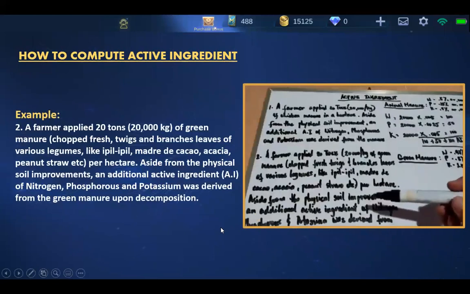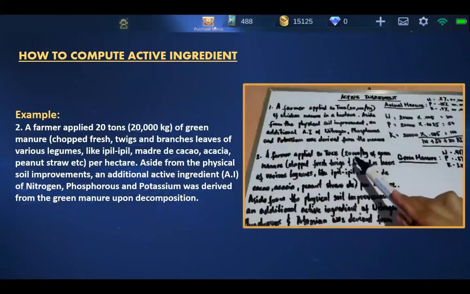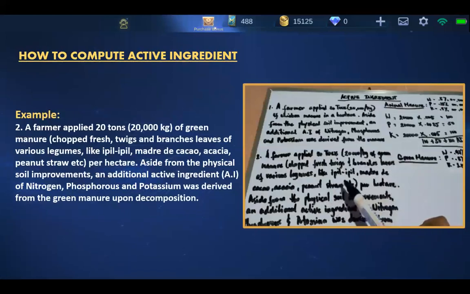Okay, next problem, we have a farmer applied 20 tons again of green manure from chopped fresh twigs, branches, leaves of various legumes like ipil-ipil, madre de cacao, acacia, peanut straw, etc. per hectare. So aside from the physical improvements, an additional active ingredients of nitrogen, phosphorus, and potassium was derived from the green manure upon decomposition. So the question again, how many active ingredients of NPK derived from the green manure which we applied in the field or in a hectare?